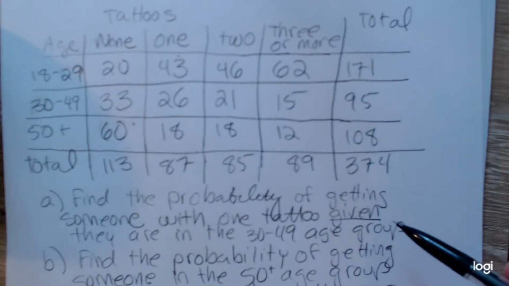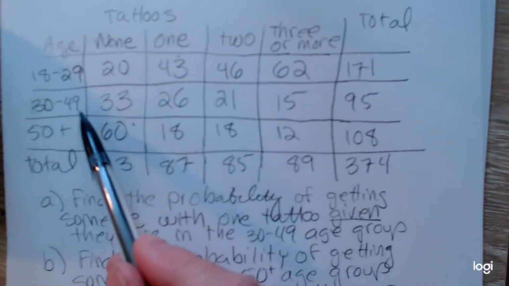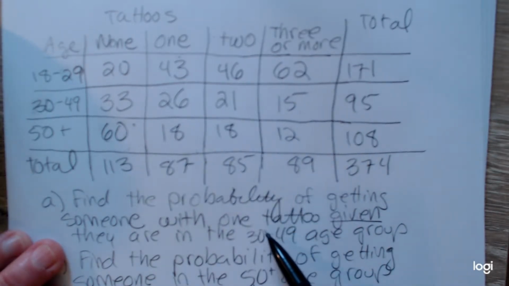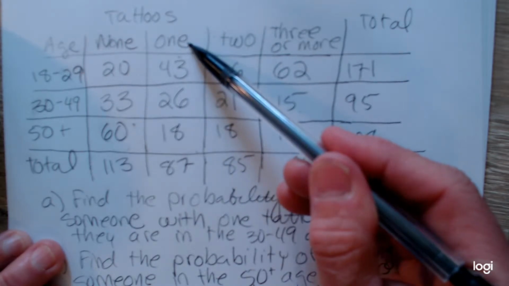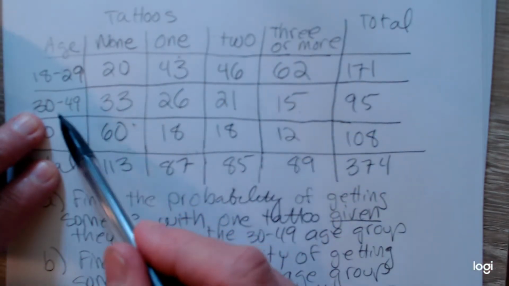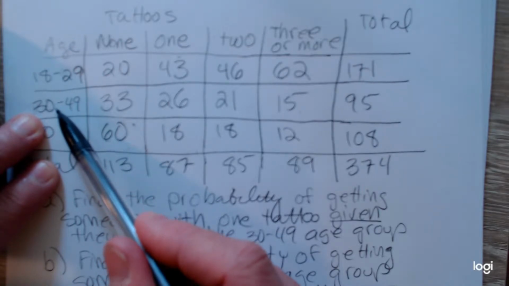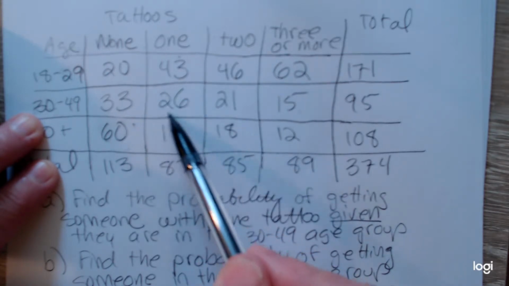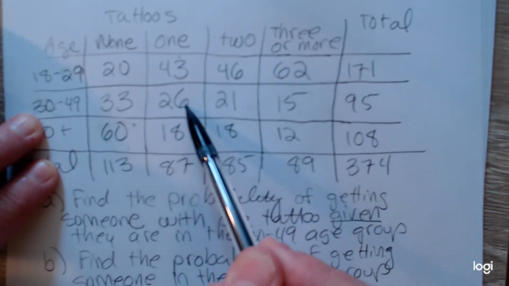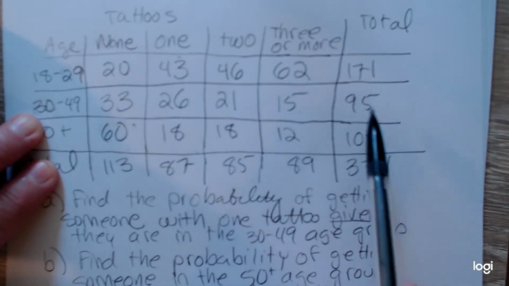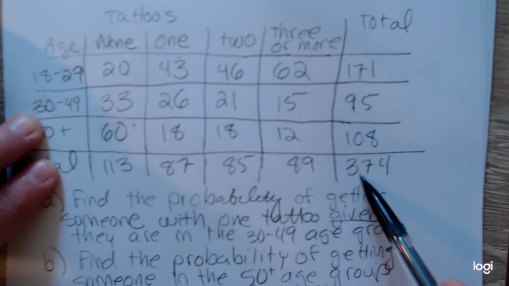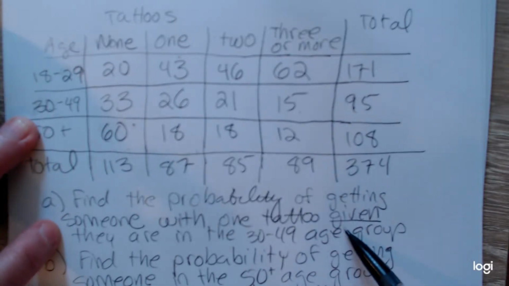I'm going to be looking at only this 30 to 49 age group. So I want to find the probability of getting someone with one tattoo. So I'm looking at this column given that they're in this age group. What I want to do is figure out how many people have one tattoo, which would be this cell right here of the table. That'd be 26 out of 95. Again, because I have a reduced sample space based on the wording of the problem, I don't want to use this grand total because of this specific information we're given.